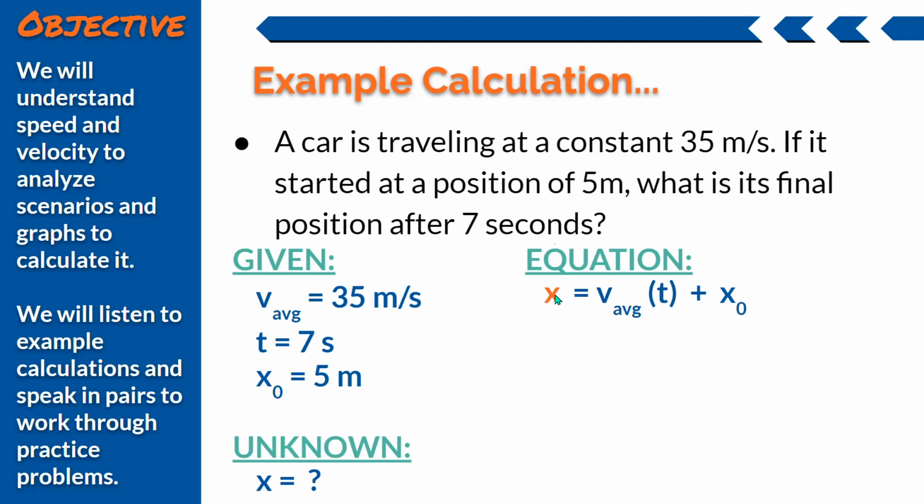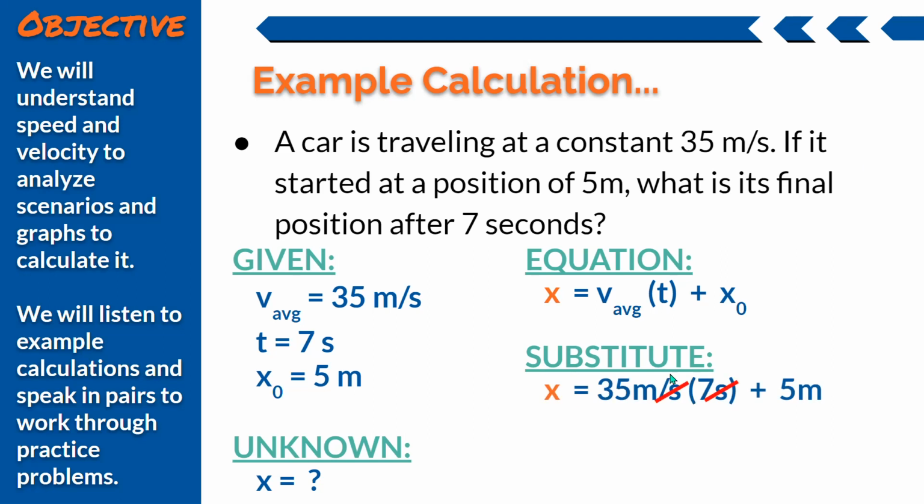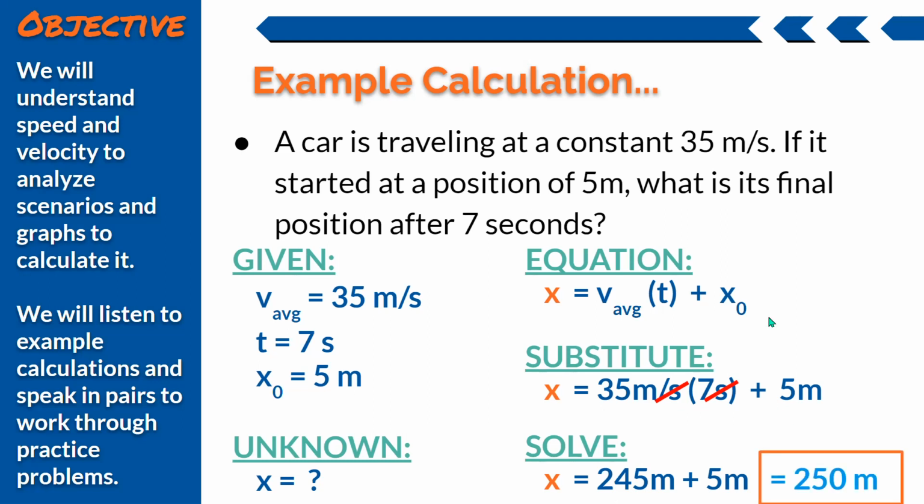Now that we have this, we're going to go ahead and solve, because this one actually does want a number. What is its final position? So we're going to substitute our numbers in. I have my 35 meters per second times my 7 seconds plus 5. Notice if you put the units in, you can even see where those cancel. Meters per second times seconds, those seconds cancel. And so I have 35 times 7 meters plus 5 more meters, which is 245 meters plus 5 more, or 250 meters would be your answer to this question.